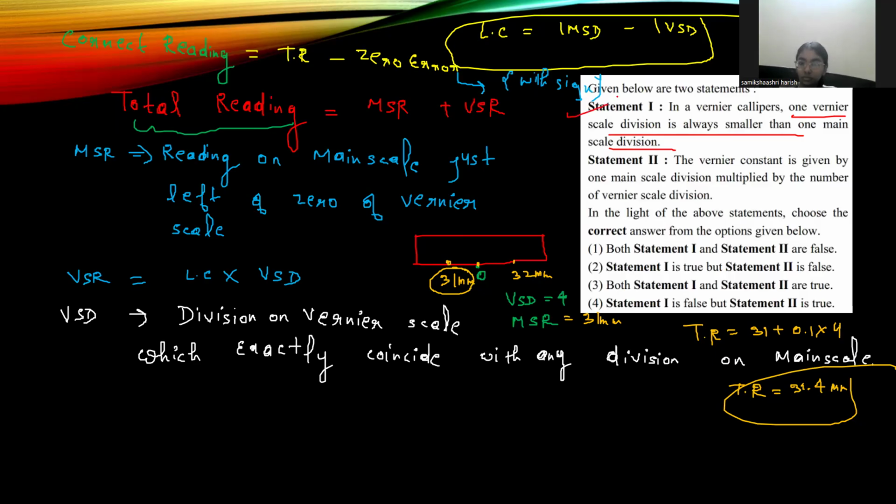Statement one is correct. The division on the vernier scale is very small, because the least count of the vernier caliper is 0.01 centimeter, while for the main scale it is 0.1 centimeter. Statement two says the vernier constant is given by one main scale division multiplied, no, not multiply, divide. So statement two is false, statement one is correct. So option B is correct.